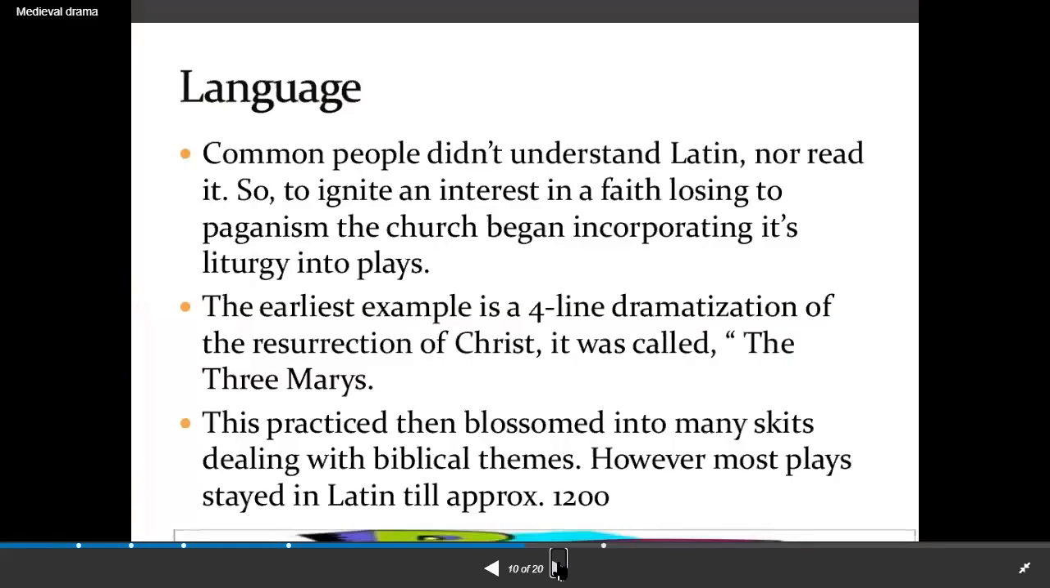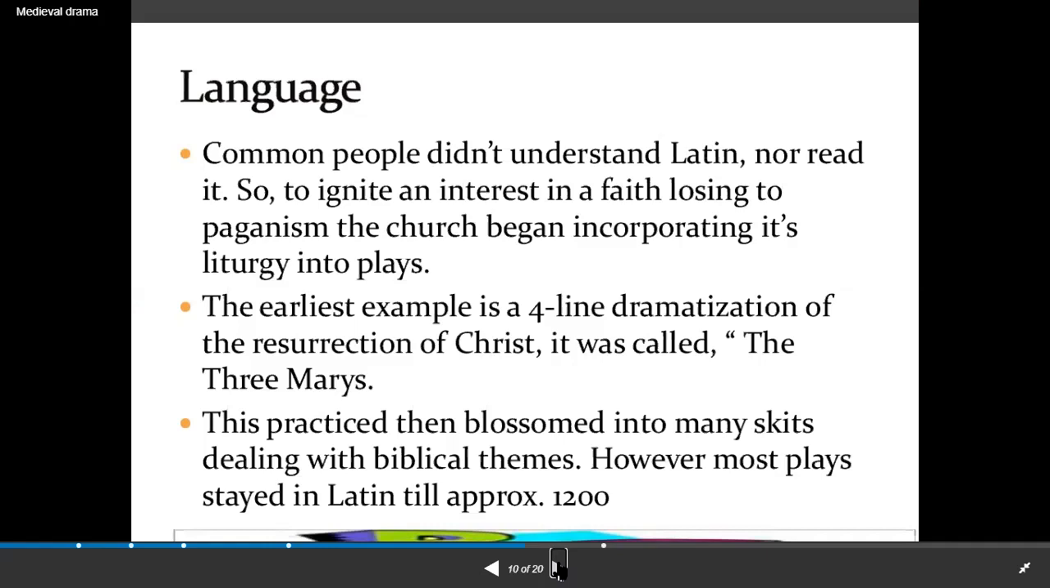So the language, you can read first, then I'll discuss. Common people didn't understand Latin, nor read it. So it ignited interest in faith and in losing paganism, and the church began incorporating its liturgy into the plays. The earliest example was a four-line dramatization of the resurrection of Jesus Christ, called The Three Marys. This practice then blossomed into many skits dealing with biblical themes. However, most plays stayed in Latin until approximately the 12th century.